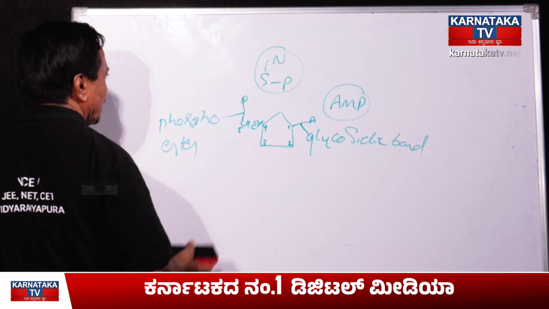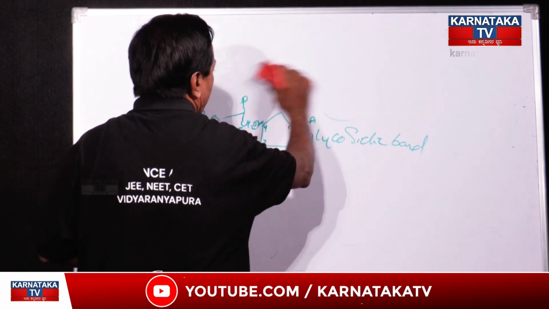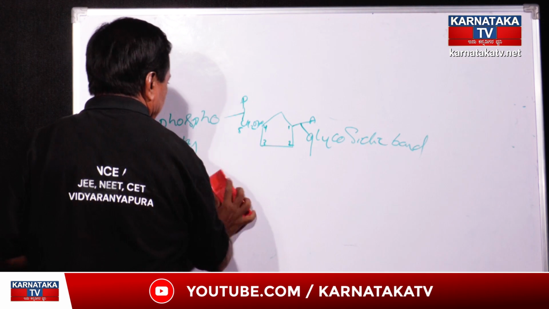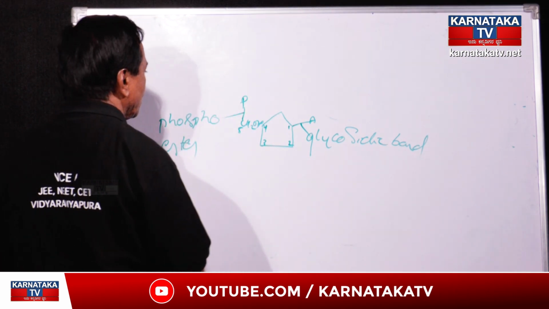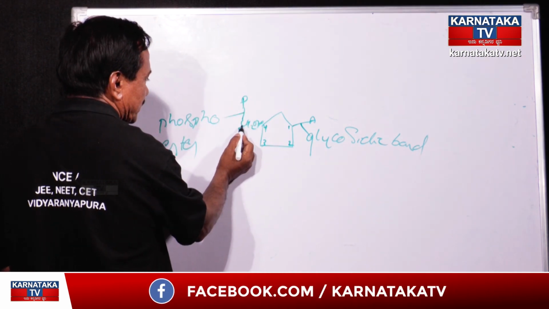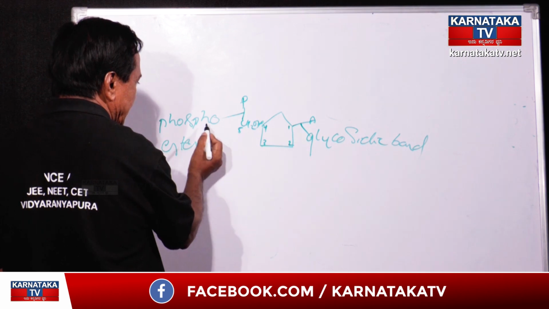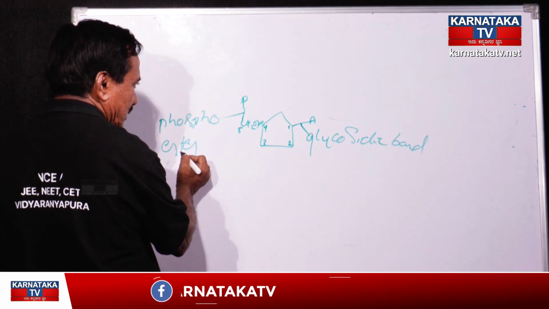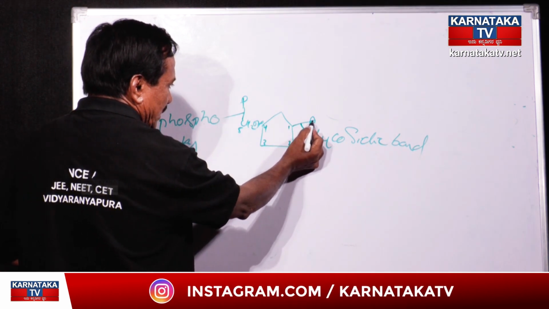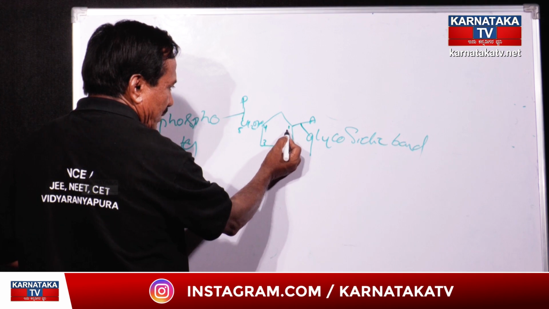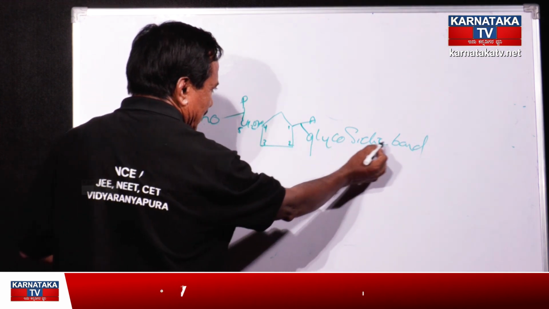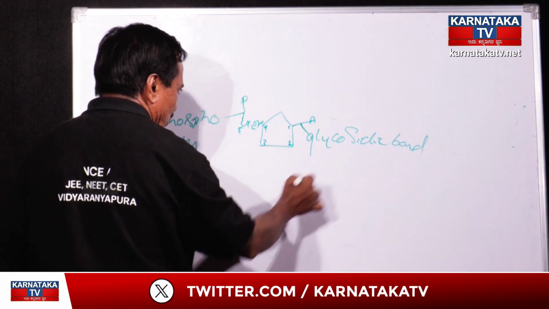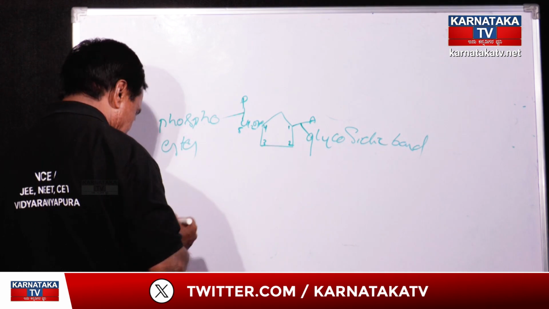Phosphoester bond. Okay. So these are the two bonds formed in the nucleotide. Phosphate is always attached to the fifth carbon by means of the phosphoester bond. The base is always attached to the first carbon of the sugar by means of the glycosidic bond. This is one nucleotide. Okay.